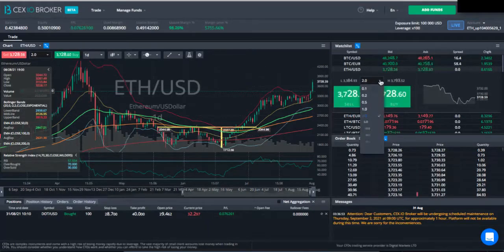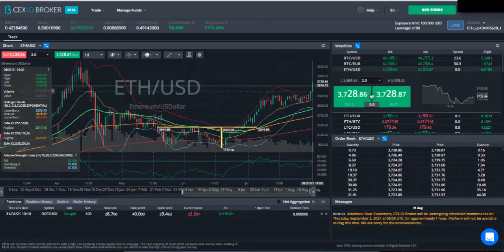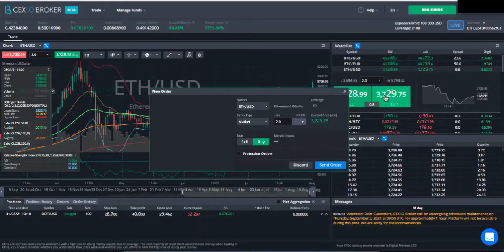So I can hit the drop down box if I want to choose a bigger amount or a smaller amount, right? If you choose too big of an amount, it won't let you trade. It'll tell you that you're over leveraged. So I'm going to just do 2 Ethereum worth right now, right? Which is basically 4 times the value of what I have now. So I hit the buy button.